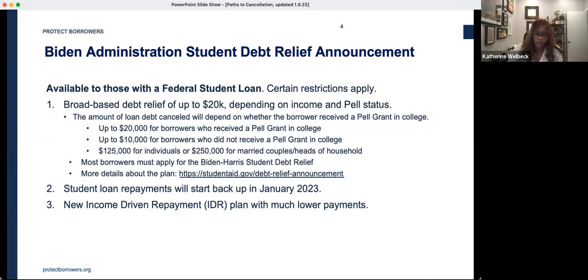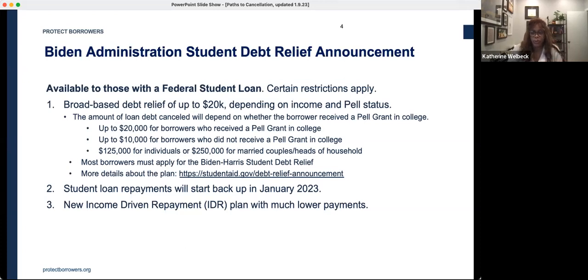As part of this announcement on debt cancellation, the administration extended the payment pause through December 31st of 2022. Because of the court cases late last year, the payment pause has been extended through either June of 2023 or 60 days after the final disposition of these cases in the courts.